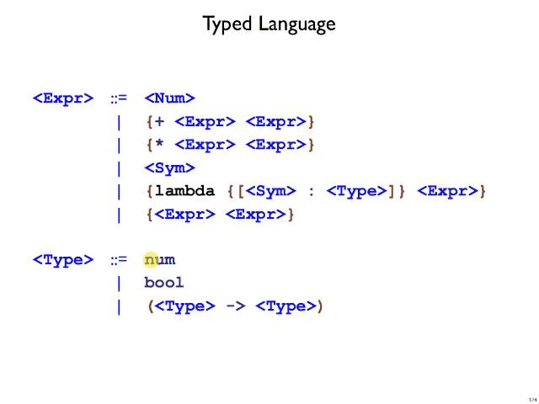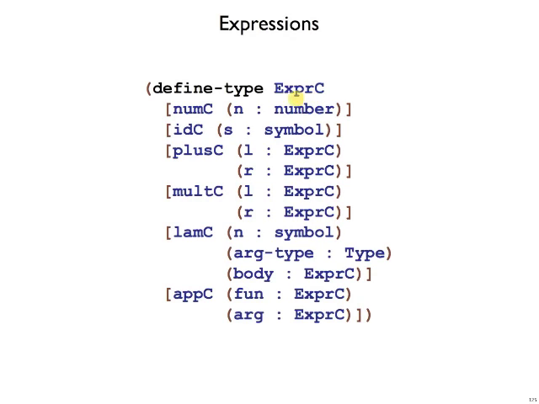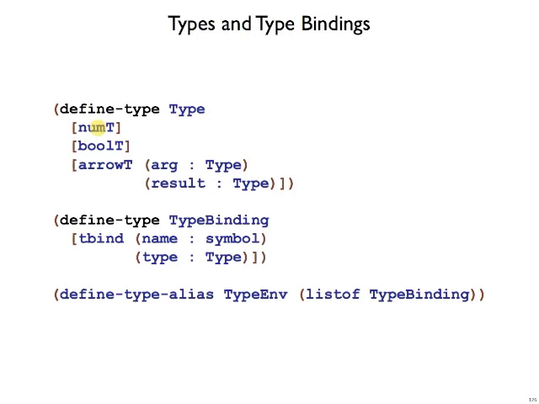A type is either literally NUM or BOOL, or it's an open parenthesis, a type, an arrow, another type, and a close parenthesis. So if we take this grammar and turn it into data structures, our expression data structure looks the same as usual, except that in a lambda where we used to just have n and body, now we have n and an argument type and a body. Right? An argument type is an instance of type, which is either a number or a Boolean or an arrow, where an arrow has the left side of the arrow, which we call the argument type, and the right side of the arrow that we call the result type.